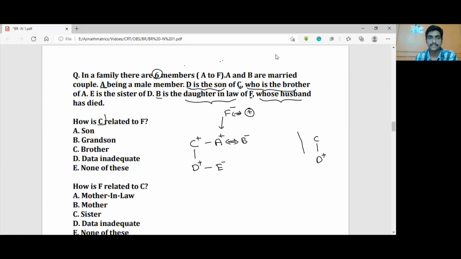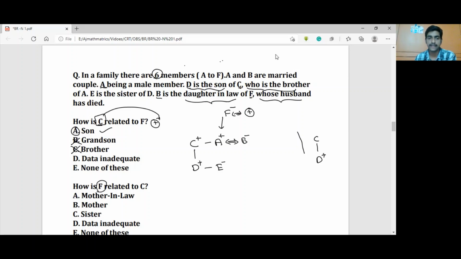Now the first question is, how is C related to F? As C is a male, now answer should be a male. Okay. How is C related to F? F is above generation, C below generation. One generation below male, what are the possibilities? It can't be a brother, it can't be a grandson. And we know that A is a son of F, automatically C will be the son of F. So answer for the question is son.